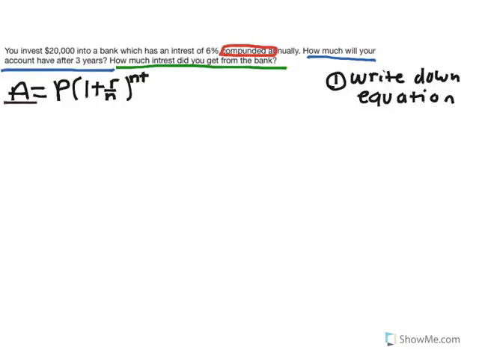So let's start with the A term. A is what we're trying to solve for, so we don't have that. So let's move on to our P term. They give us the P term. It's the principal. It's $20,000. The 1 just stays the same. R is the interest rate, and we have it right here. It's 6%. And we have to change that into a decimal.